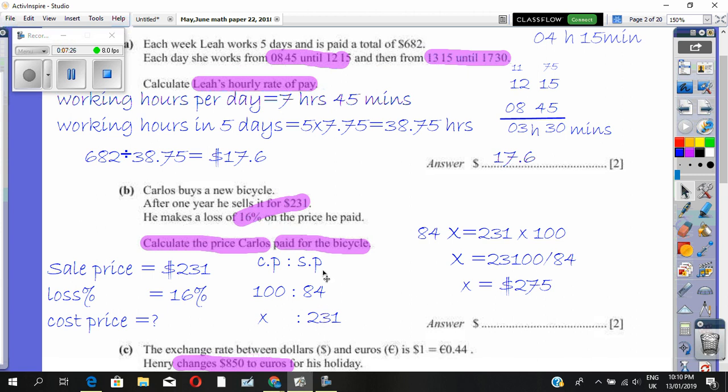Now if we compare our cost price and the sale price, the cost price is greater than the sale price because there is a loss. When the sale price is less than the cost price, then there is a loss.